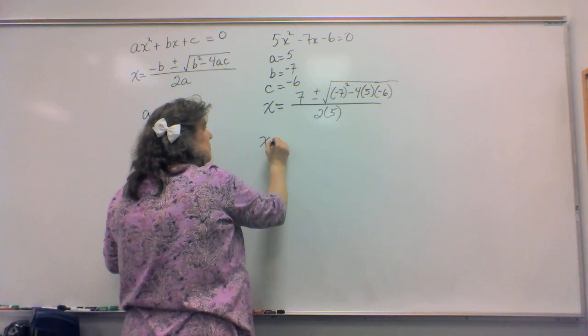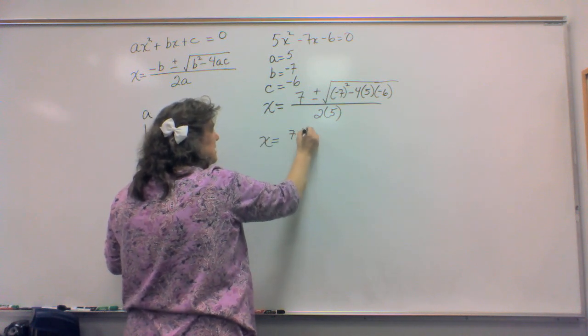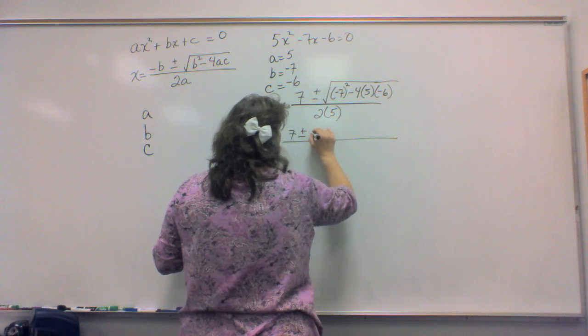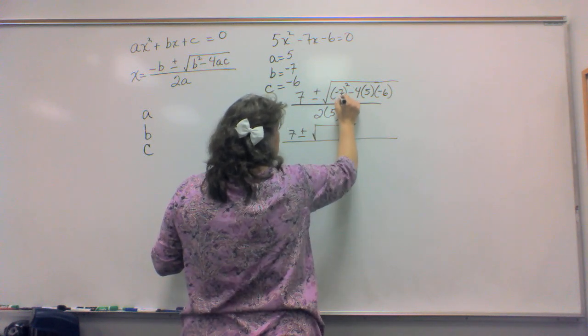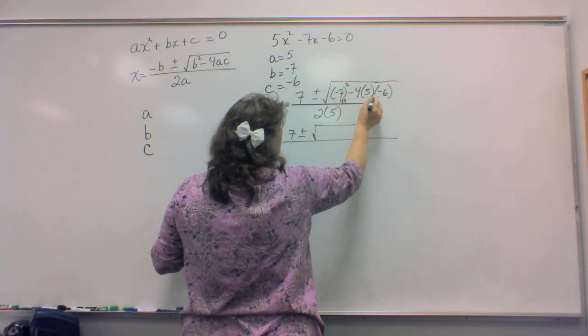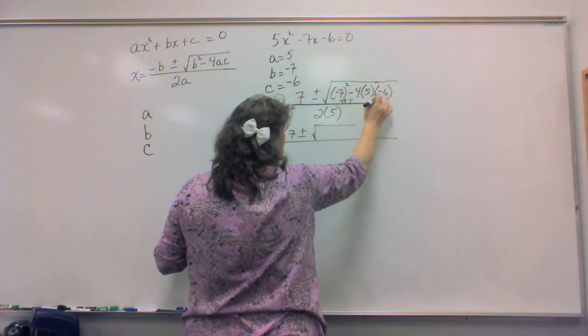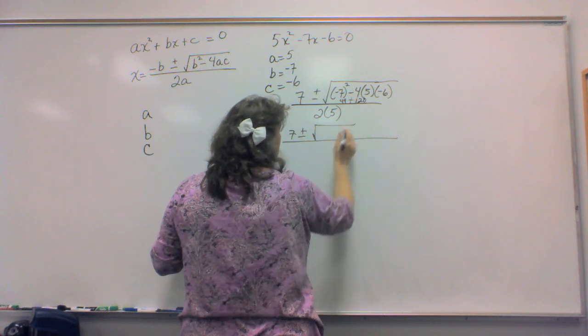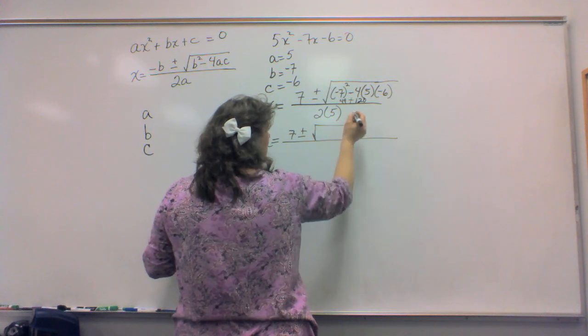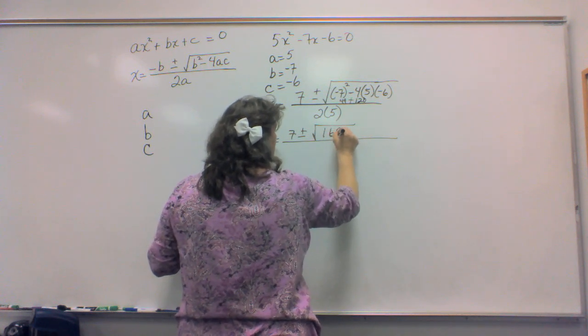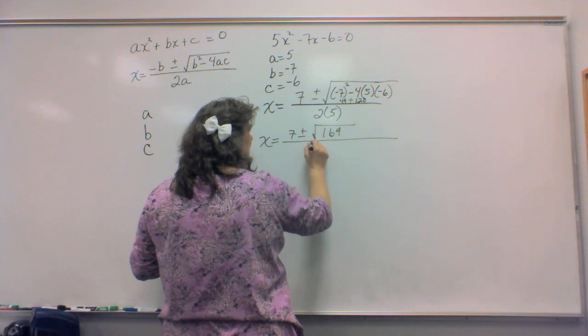So x is equal to 7 plus or minus the square root of 49. Minus minus is going to be plus. That's 20 times 6, which is 120. So this is going to be 169, all over 2 times 5, which is 10.